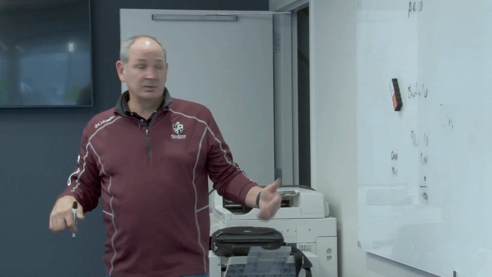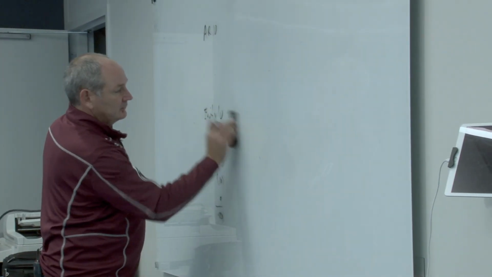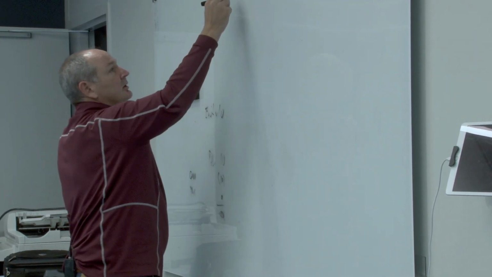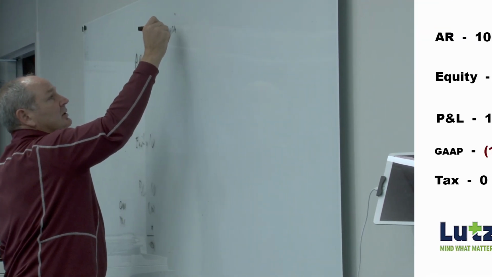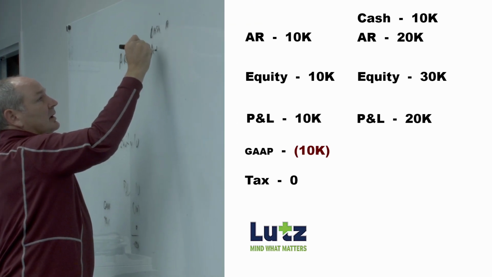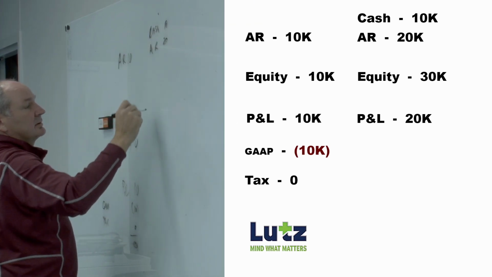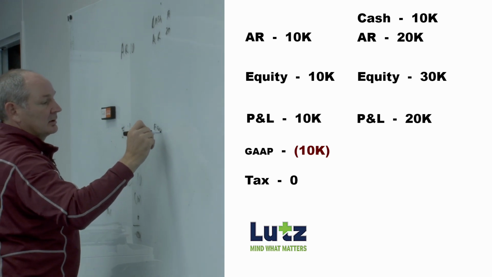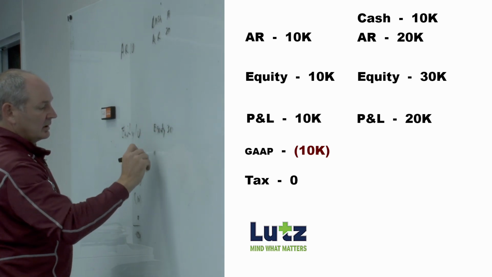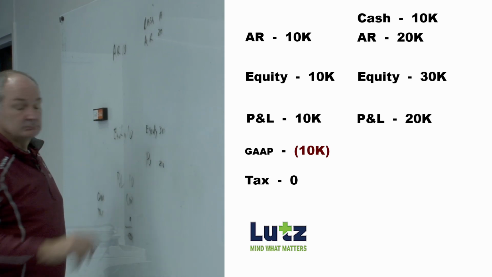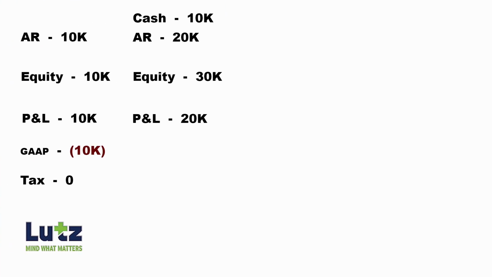So this is the reason I'm doing this. I'm going to get us to year 2. I'm going to say, Connor, that you now have cash in year 2 of 10,000, AR of 20,000, equity of 30, P&L of 20. Does that math make sense to everybody? From a debits and credits standpoint, does that math make sense that I got a $20,000 P&L? It does? Okay. So now let's do our M1.